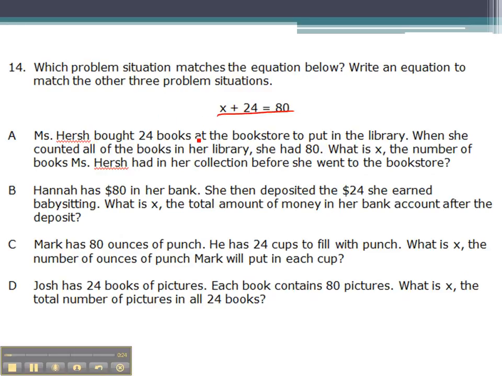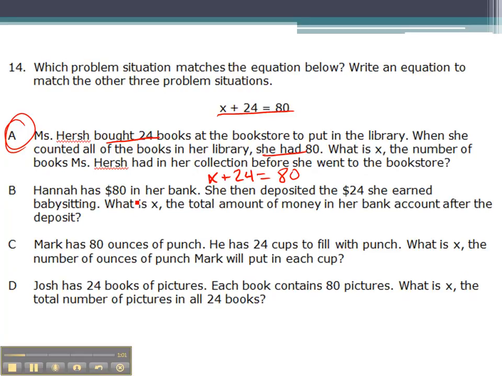Ms. Hirsch bought 24 books at the bookstore to put in the library. When she counted all of the books in her library, she had 80. What is X, the number of books Ms. Hirsch had in her collection before she went to the bookstore? So she started with some number of books, X, and then she bought 24 books, so that's 24 added to the number of books she had originally. And then after that happened, she had 80 books, so equals 80. So the very first one matches the equation, which would make me a little suspicious, so we'll make sure we don't get that same equation on one of these other ones. If we do, then we'll go back and double check our work.